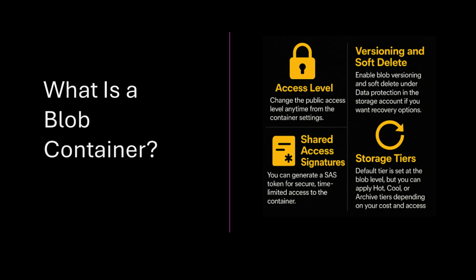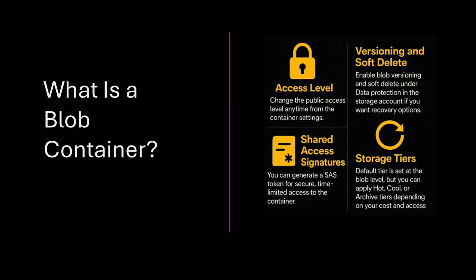If you need to provide temporary secure access to your container, you can generate a shared access signature token. This token allows others limited time access without exposing your primary keys. You'll also want to choose the right storage tier. While the default tier is set at the blob level, you can optimize storage costs by assigning blobs to hot, cool, or archive tiers depending on how frequently you access the data.